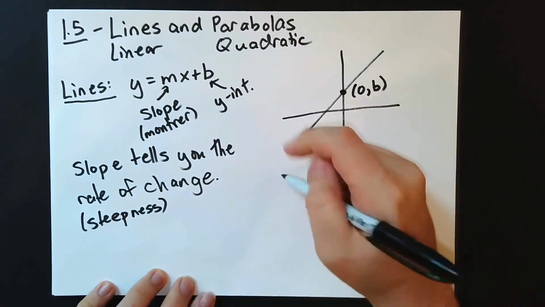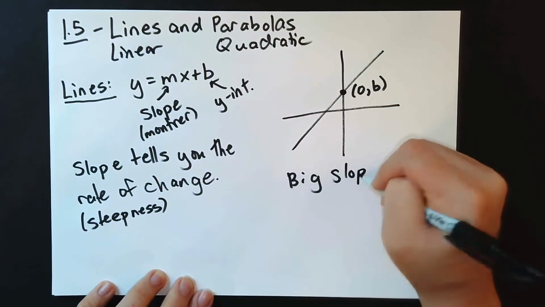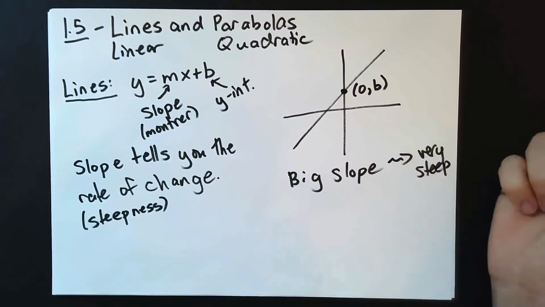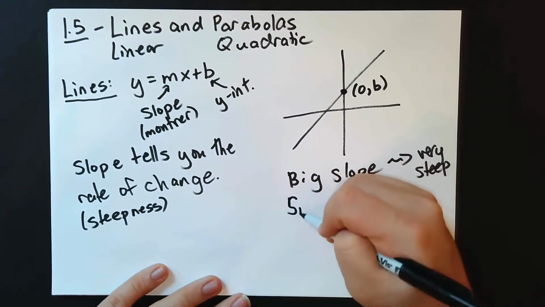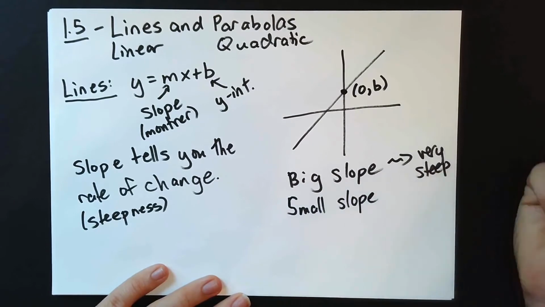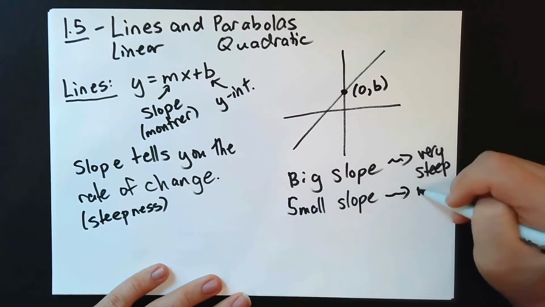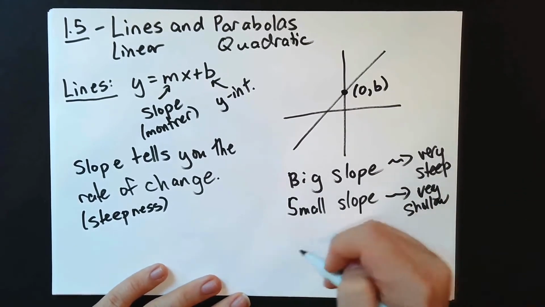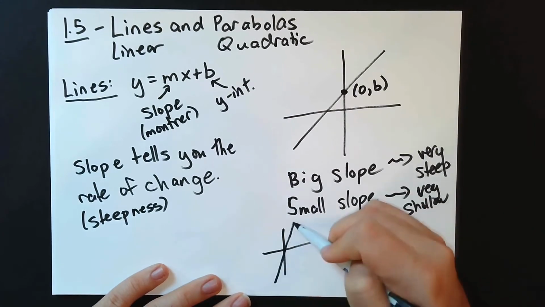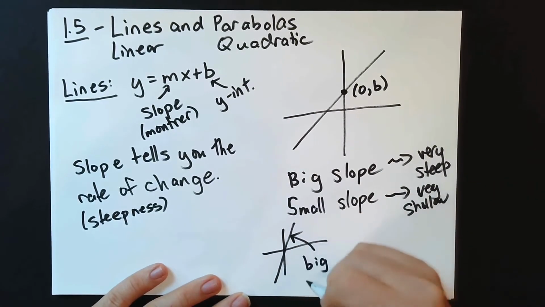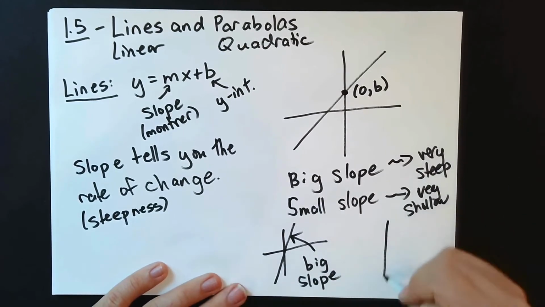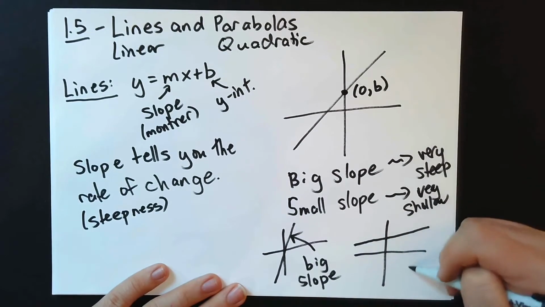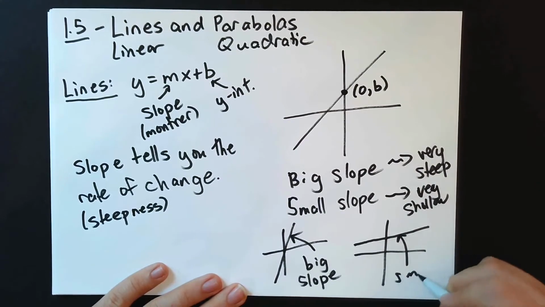And so big slope means very steep. And small slope means not very steep, or very shallow, if you want. So here's a line, big slope, that's very steep. And here's a line with a shallow slope, or a small slope, if you want.